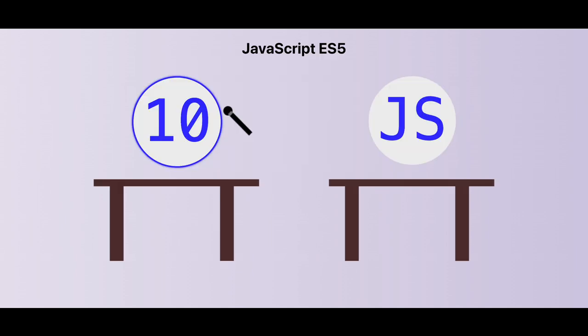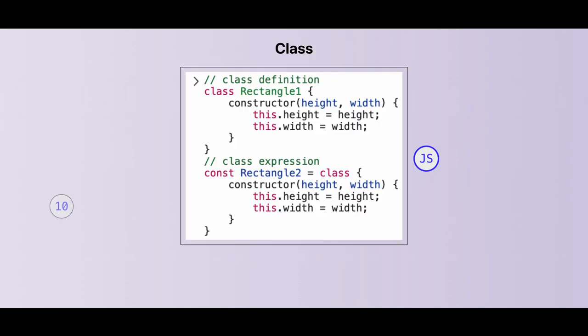Great JavaScript. Let's move on to classes. Classes are templates for creating objects. They encapsulate data with code to work on that data. Classes are special functions. A class can be defined in two ways: a class definition and a class expression. The body of the class is executed in strict mode even without the use strict statement.